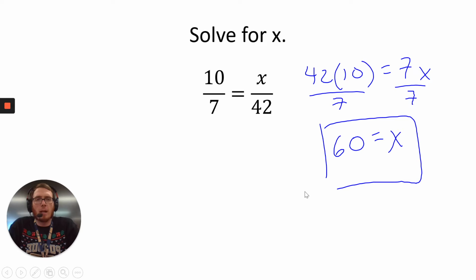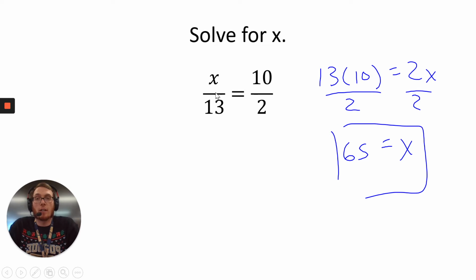Okay, the first group of problems is just solving proportions. Remember, everyone should be able to cross multiply, so 10 times 42 should be 7 times x, and divide by 7 on both sides. You should get an answer of x equals 60. Obviously, there are other ways that you could find that, but make sure you can cross multiply in order to find that answer.